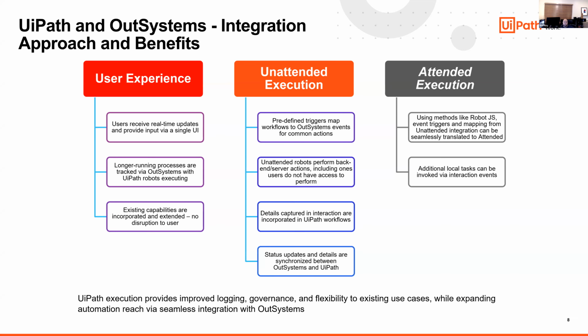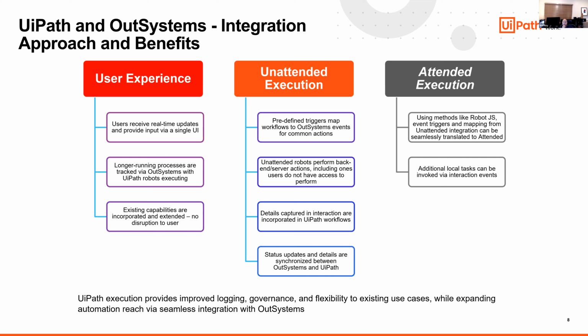And then status updates and details can be synchronized between the two systems. So I've got my input parameters declared within OutSystems. I've got my output parameters, or arguments, declared within UiPath. And both of those can be shared back and forth with something like Orchestrator in between to improve your logging, your governance, and just give you, as a developer, all those different methods that UiPath offers seamlessly within your OutSystems development experience.